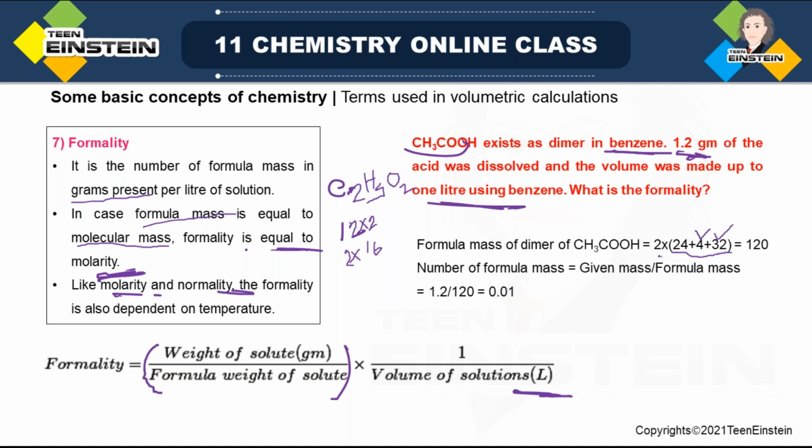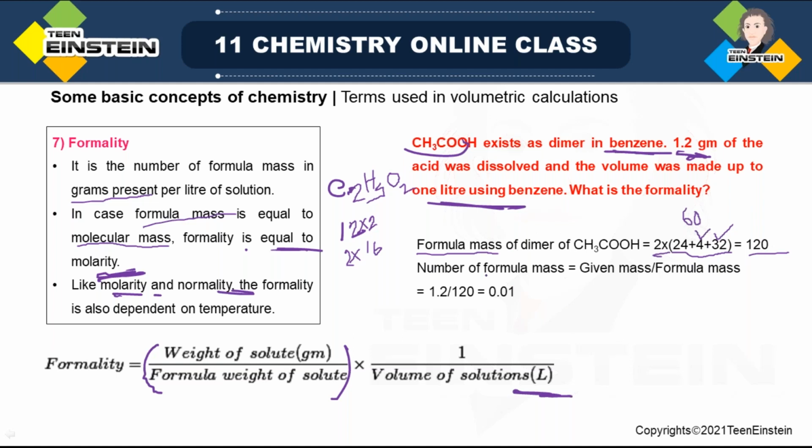Now it should be multiplied by 2 if you want to get the formula mass, because molar mass is 24 plus 4 plus 32, which is basically 60. But we need here the mass of dimer, because it behaves as a dimer in this solution. So you cannot consider molar mass, you have to consider formula mass. That is why we are multiplying this value 60 with 2, and ultimately you are getting 120.